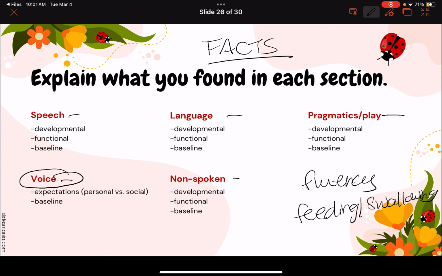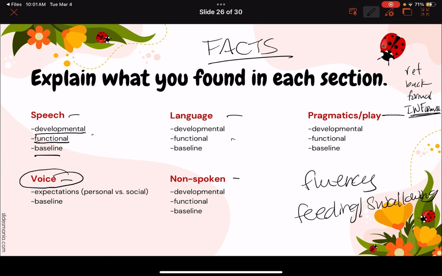So remember, in our report, we have the reason for referral, we have background information, we have formal testing, then we have informal testing, and this is where our communication sample goes. And we're literally just writing the facts because we have not gotten to the interpretation section yet. So facts, speech, factually, developmentally, this is what we would expect. Here's what we found. Factually, how is it impacting their function? It's the baseline. What are they currently functioning at?